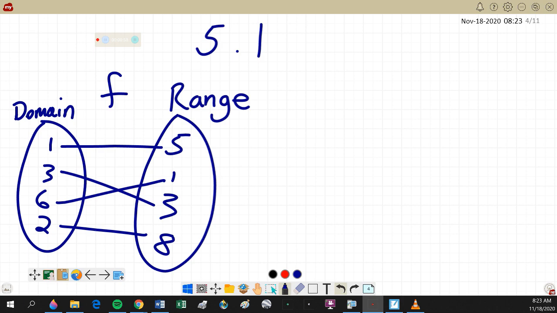Okay? And what that means is, if I am function f, and you tell me the number 1, then I return to you the number 5. So 1 is connected to 5. 3 is connected to 3, 6 to 1, and 2 to 8.